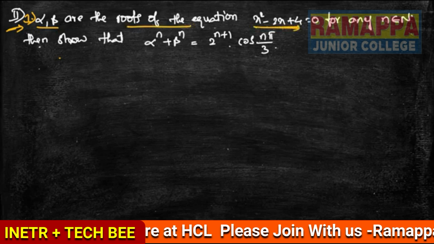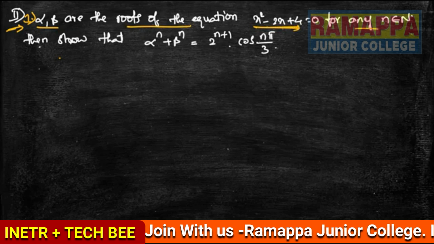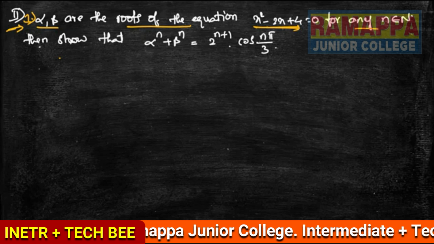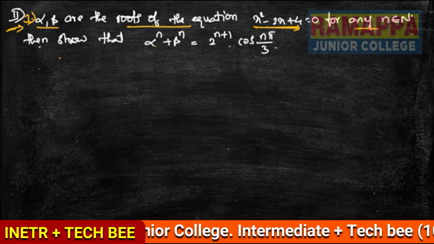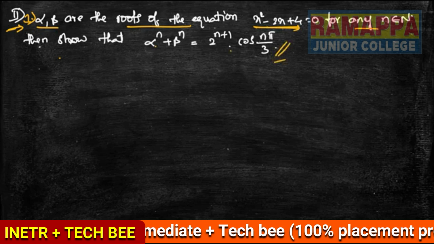x square minus 2x plus 4 is equal to 0. For any n belonging to natural numbers, then show that alpha power n plus beta power n is equal to 2 power of n plus 1 into cos n pi by 3. We have to show this.